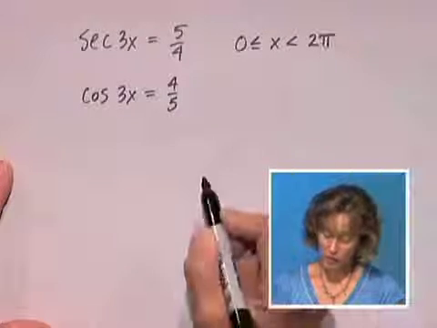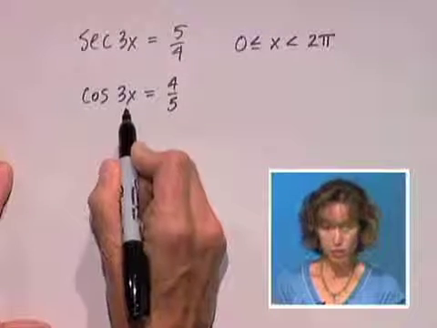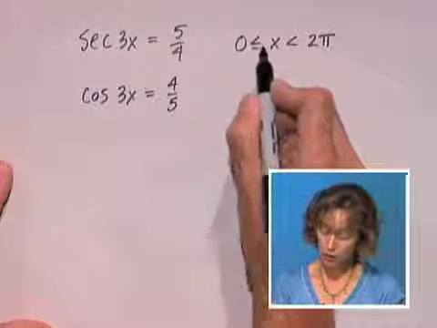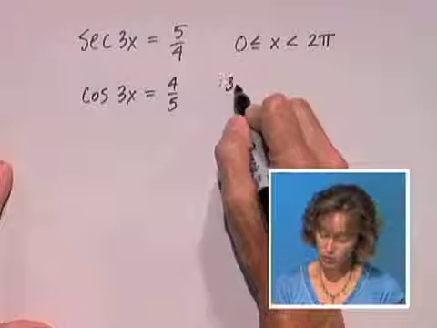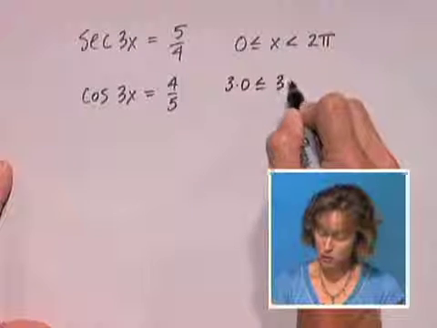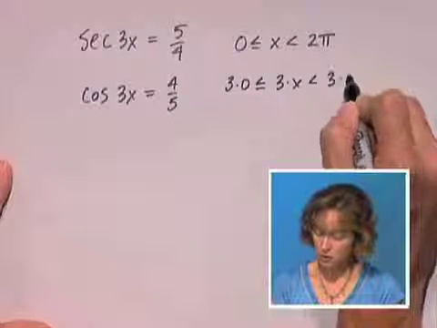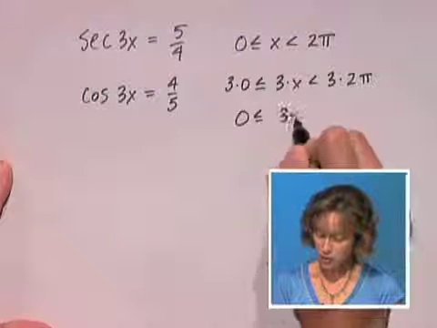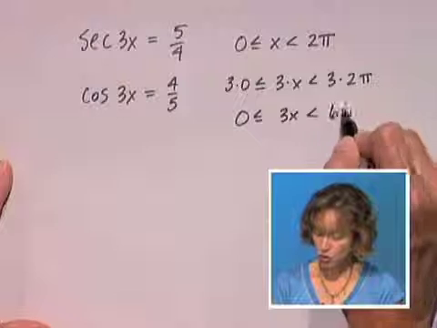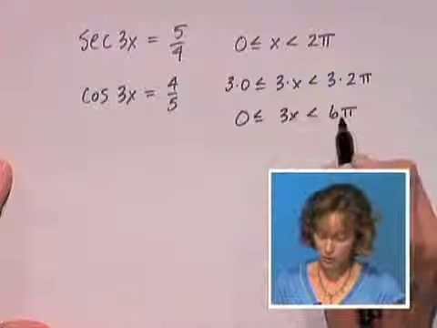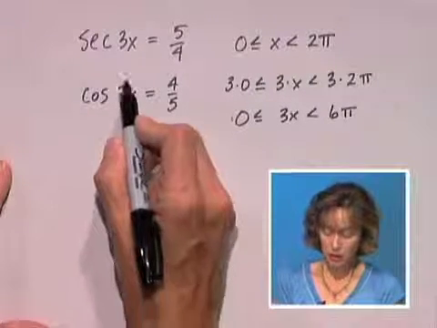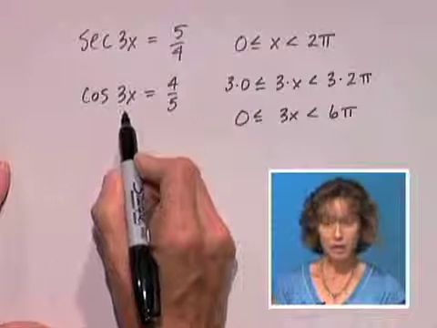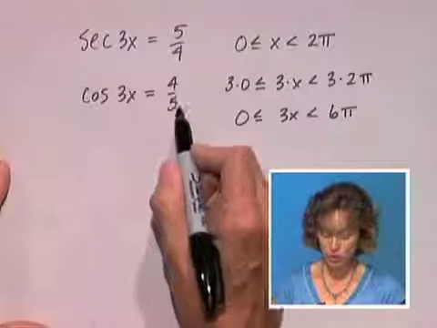And stop for a minute and think about the fact that I want x in the interval 0 to 2 pi. However, in this equation, I'm looking at 3x. So I'm going to take my interval and multiply each part of it by 3. 3 times 0, 3 times x, 3 times 2 pi, which tells me that 3x should be in the interval 0 to 6 pi. So that tells me the types of values I'm looking for. Now there isn't an exact angle whose cosine is 4/5.